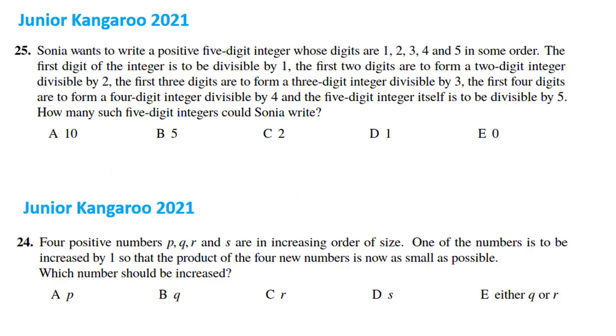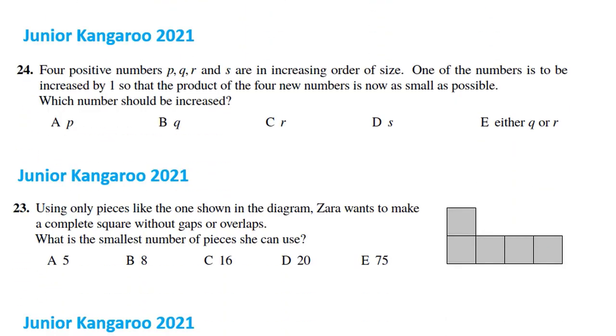Now we've solved 25. Let's solve 24 of 2021. It says four positive numbers P, Q, R, and S are in increasing order of size.